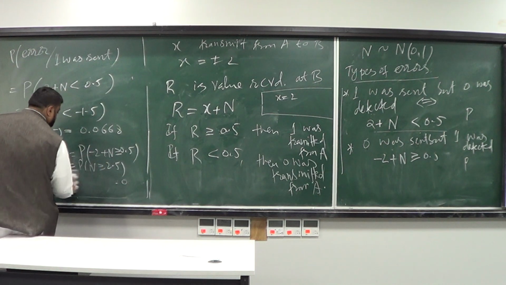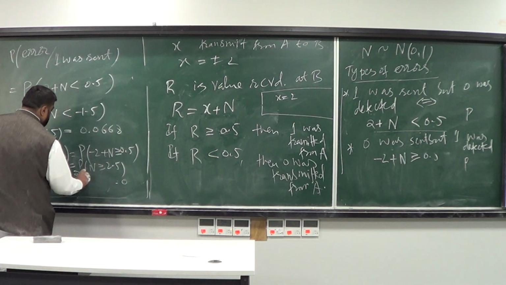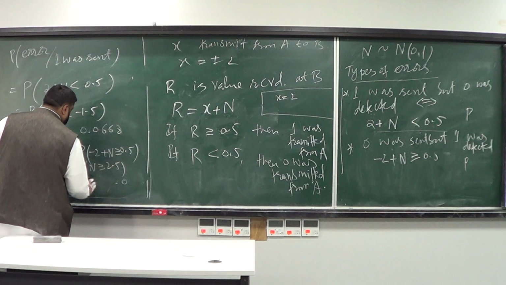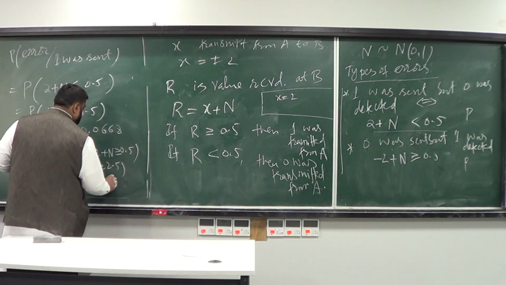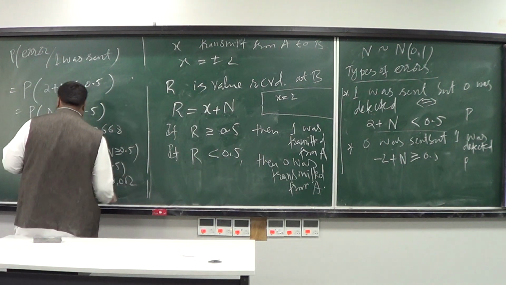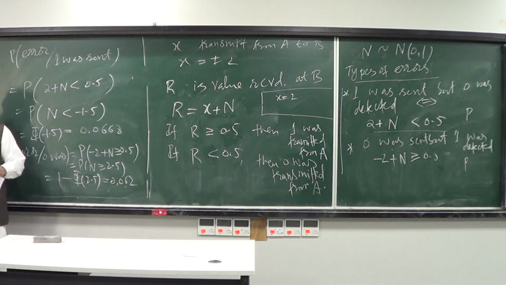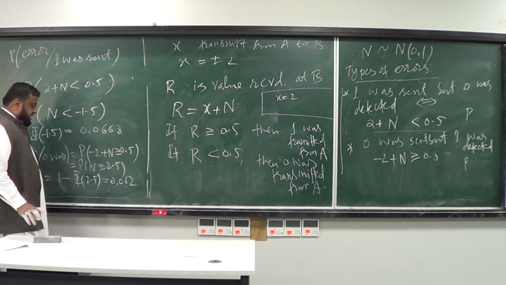Okay, and when you compute this, not phi of 2.5, this would be 1 minus phi of 2.5, and when you compute it, this would be 0.062. Okay, 0.062. Now here's an interesting question.